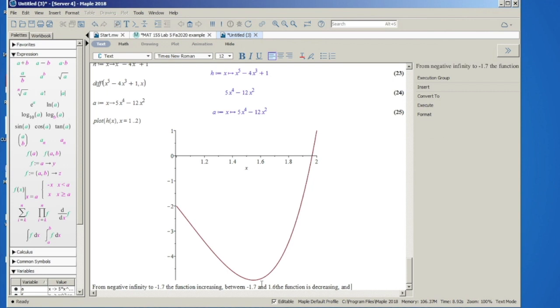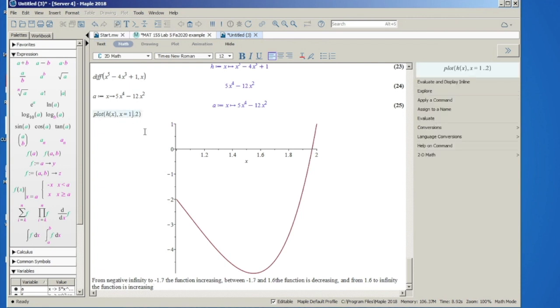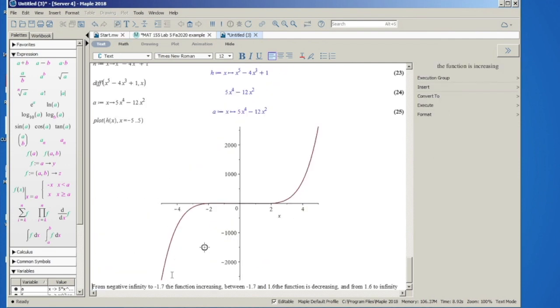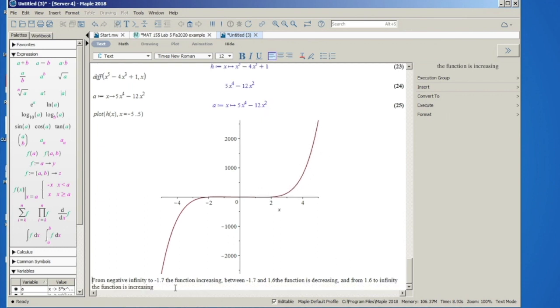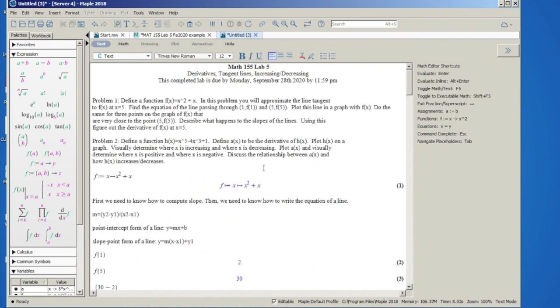And from 1.6 to infinity, the function is increasing, that we saw from before. When I zoom out again, you will see that that is the case. If I go from -5 to 5 once more, you will see that from whatever point on, this continues to go up. So we answer that part. We now know from which part to what part the function x is increasing and decreasing.